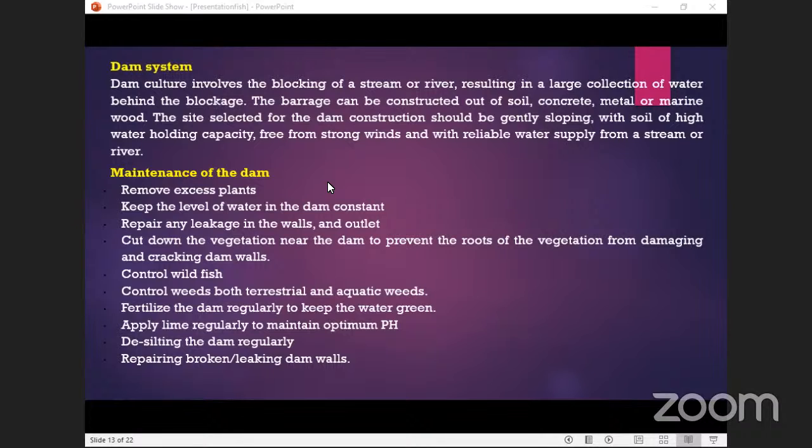And then you have the silting of the dam. Remove all the silt which is at the bottom of the dam. How will you do this? By emptying the dam, draining off the water, and then you remove it. The last one is to repair the broken walls or the leaking dam walls. Make sure that you repair them such that you are able to sustain fish production for many more years. Is this page clear?